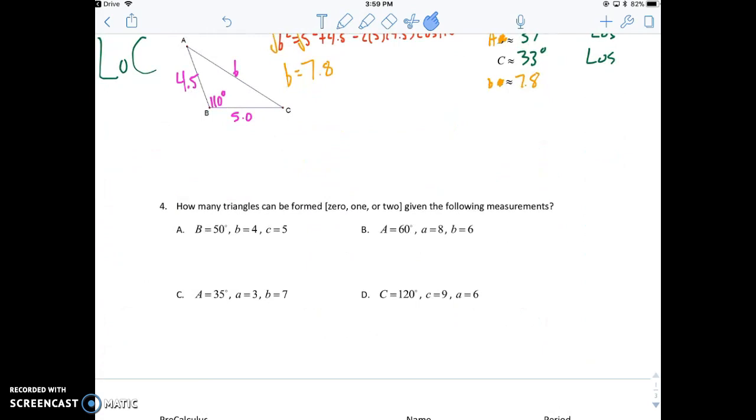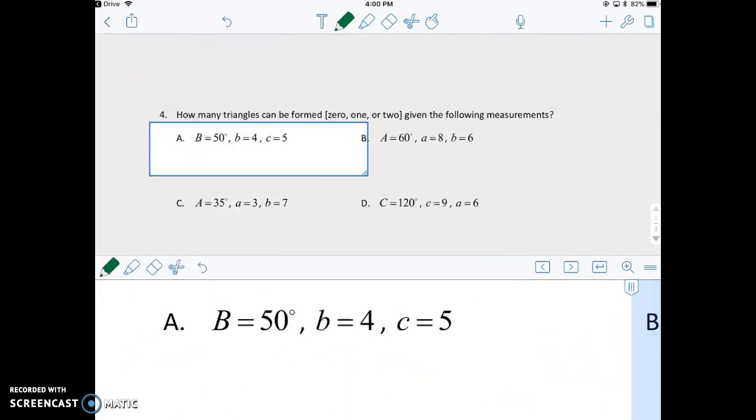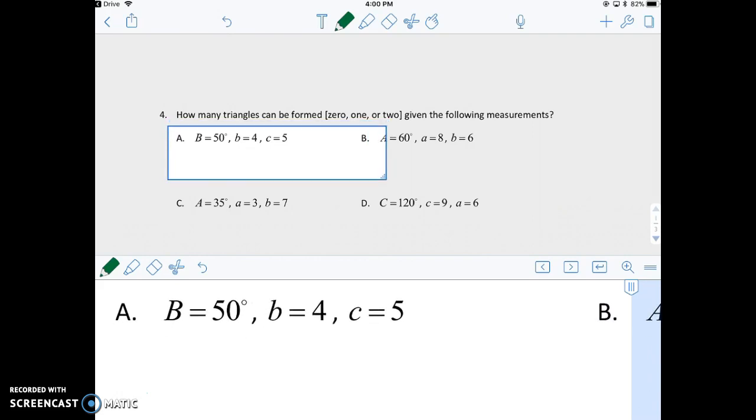Number 4 wants us to figure out how many triangles can be formed with the following measurements. All of these are going to be the ambiguous case, with one angle and two sides. The first thing we need to do is compare the side that goes across from the angle and the other side given. So b is across from angle B. If b is greater than c, so if the side across from the angle given is bigger than the extra side it gave, then there's always going to be one triangle.